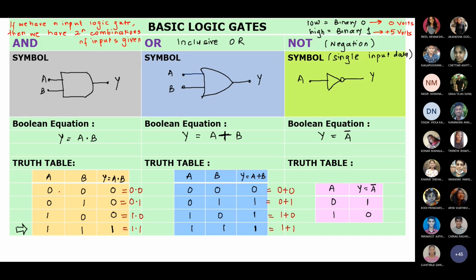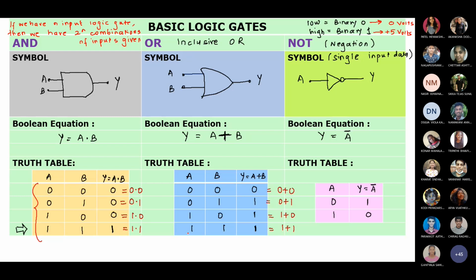Okay, so if there are 2 inputs, then 2 raised to 2 is 4. So 4 combinations will come. These are the 4 combinations which will remain common for any 2 input gate: 0, 0, 0, 1, 1, 0, 1, 1. So the AND definition says when A and B are high, output will be high. That is the reason that when A is 1 and B is 1, output is 1. Otherwise, when any one of the inputs is 0, output is 0. We symbolize AND with a dot operation. So logically 0 dot 0 will be 0, 0 dot 1 will be 0, 1 dot 0 will be 0 and 1 dot 1 will be 1.